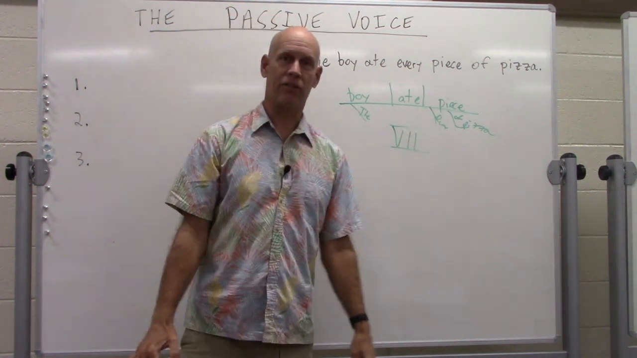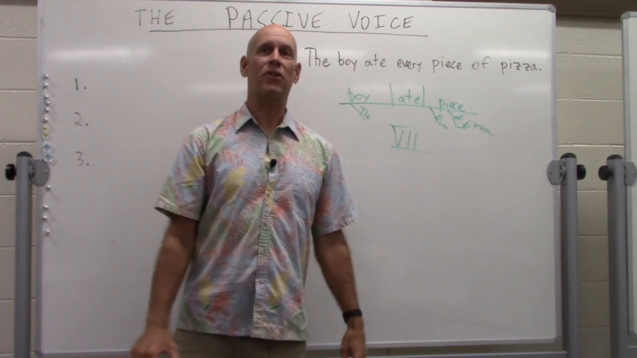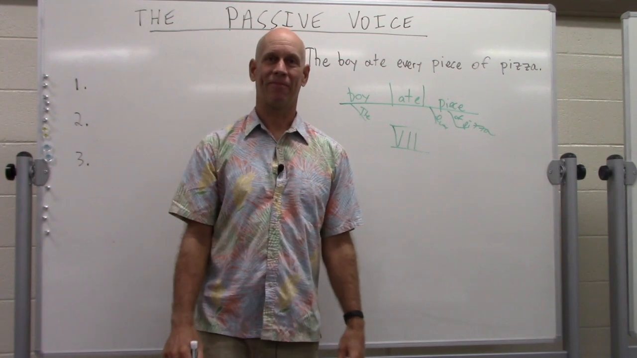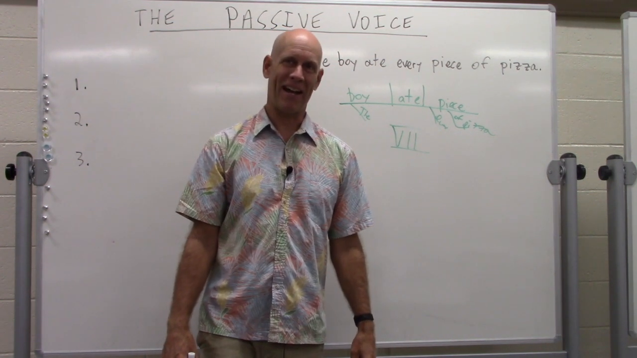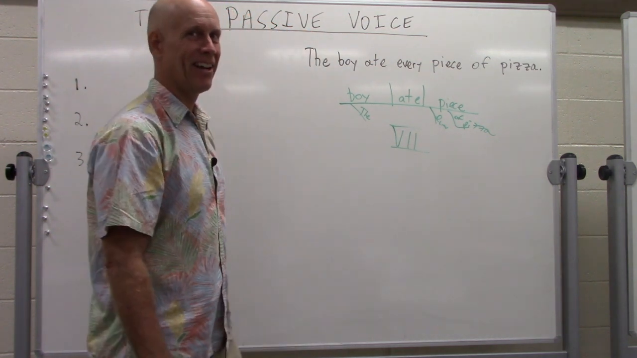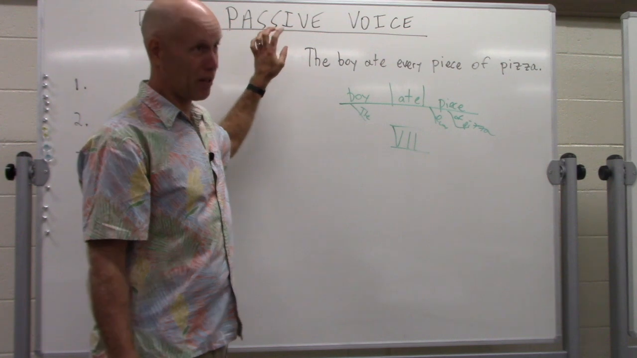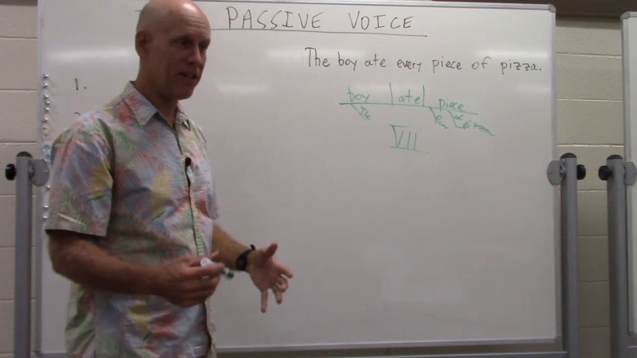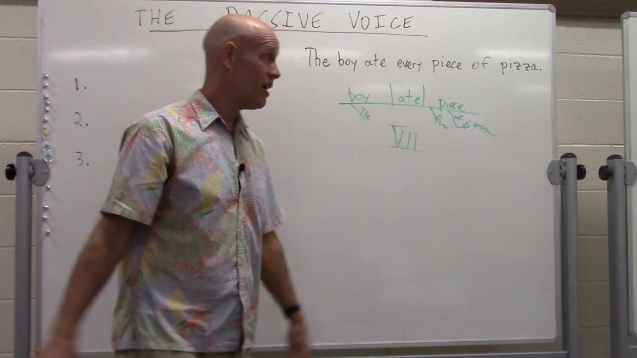Now let me ask you this, Kenny. If someone went up to the boy and said, boy, what happened to the pizza? What would he say? Every piece of pizza was eaten. Why would he do that? So he could hide his true identity. He doesn't want to get busted, right? And that's where, we're joking. That's one way to use the passive voice. You see it a lot. Mistakes were made, right? Somebody made the mistake.